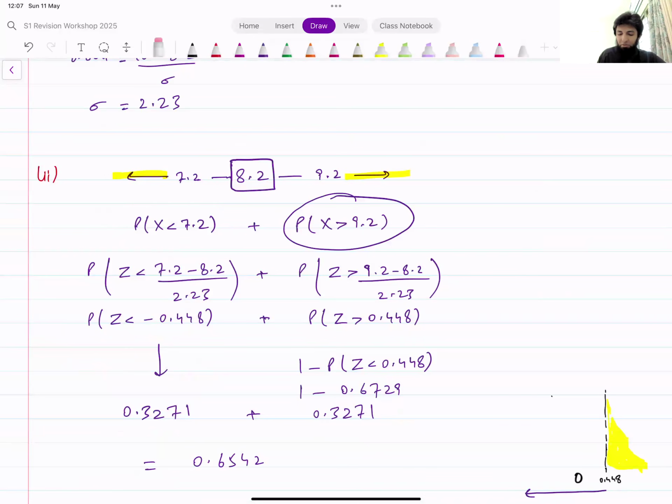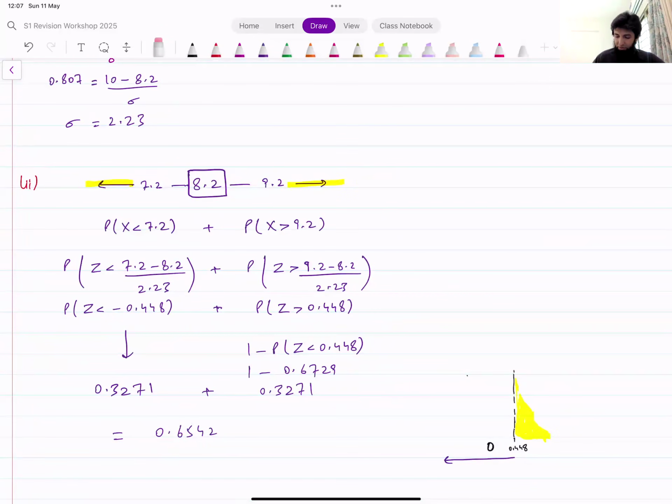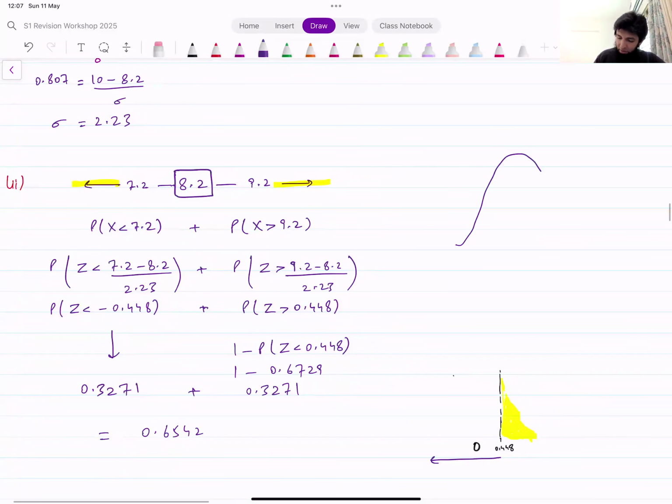We have to find these two probabilities, and that's going to give us the result. Okay, so something happened to this normal distribution curve that I had here, but it would look like this. So this is the normal distribution curve. This is what it would look like.